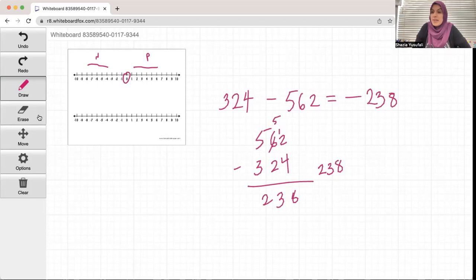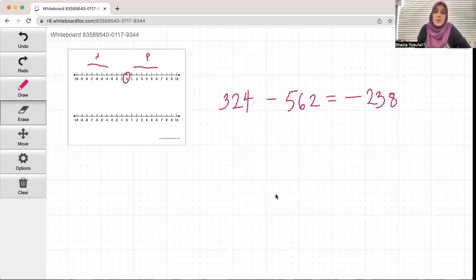Did you see how we use the number line to think things through? Right? So we don't need a calculator anymore. Anytime we ask for a calculator, you just tell them no calculator. I'm thinking through the number line. Let's try another question, okay?